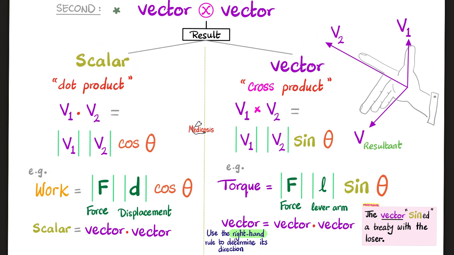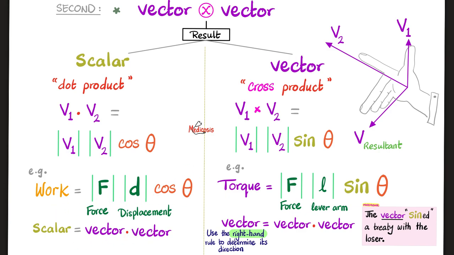If the result is a scalar, we call this dot product. What do I mean by dot product? V1 times V2 times cosine theta. This is a dot product. For example, work is a scalar, is the product of multiplying force, a vector, by displacement, another vector. Here is an example of vector times vector giving me a scalar. So work equals force times distance cosine theta.